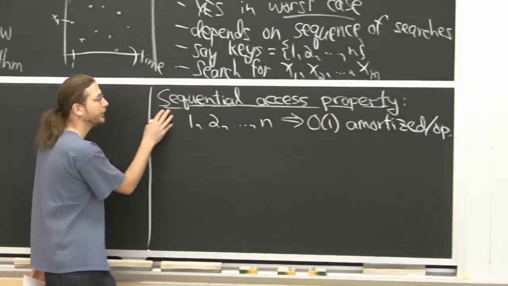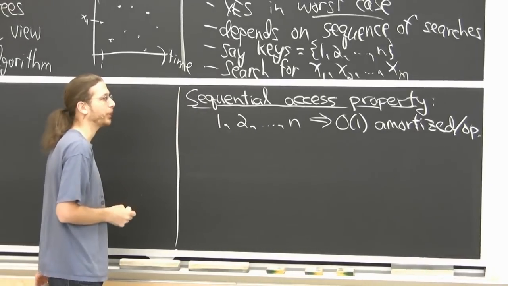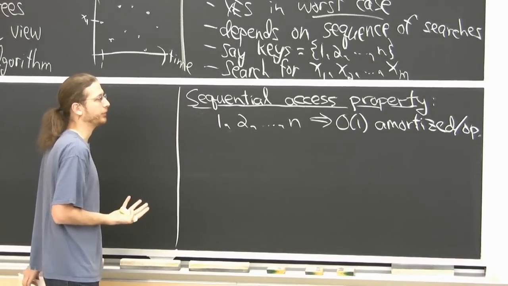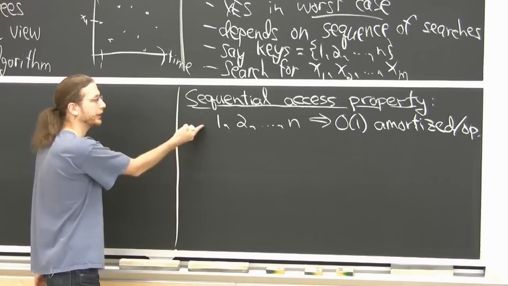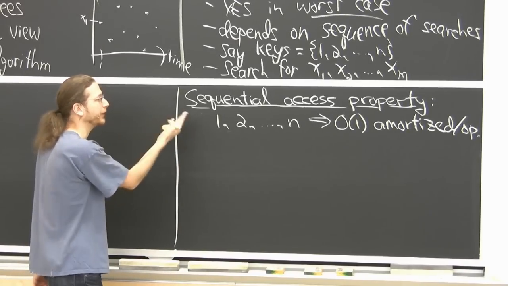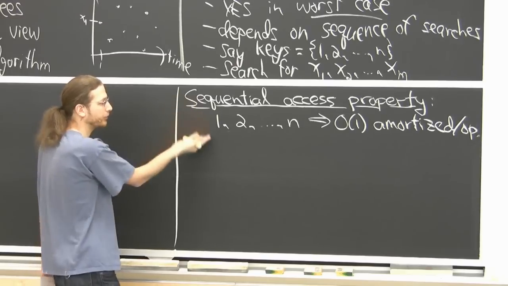Okay, but in particular, some trees have this property. Some don't. I mean, if you use a red-black tree and you search for 1, then search for 2, then search for n, you're not going to get constant amortized because it doesn't realize this is happening. But if you're clever, of course, this can be achieved.